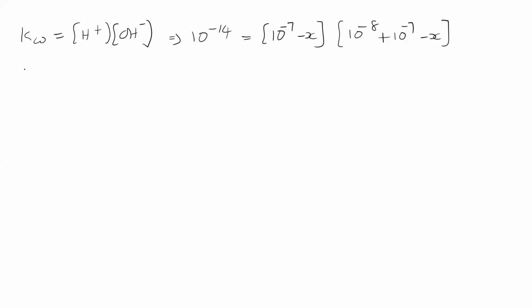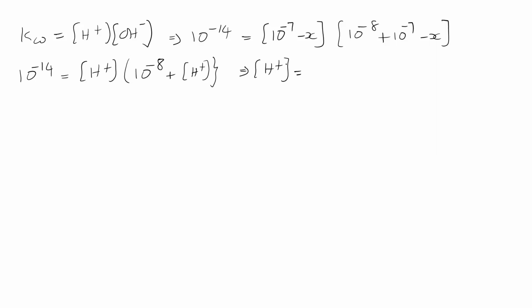The concentration of OH minus we will write as 10 power minus 8 plus 10 power minus 7 minus X. Now we can rewrite this: 10 power minus 14 is equal to the concentration of H plus into 10 to the power of minus 8 plus the concentration of H plus. Now we are simplifying this one, and by simplifying we get the concentration of H plus.